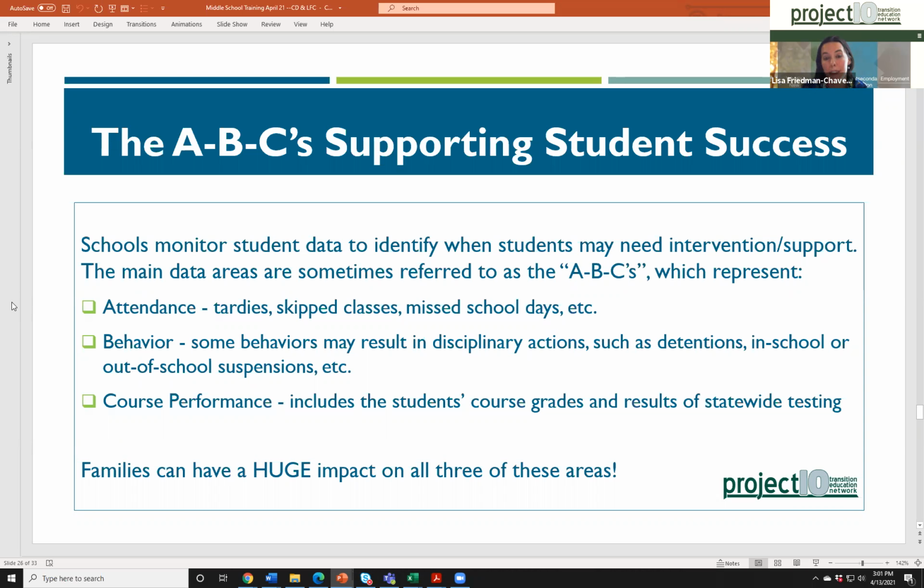And sometimes the families might even need a little bit of assistance. It could be related to transportation challenges they're experiencing, but definitely checking out their attendance, keeping a pulse on it, trying to intervene as early on as possible.